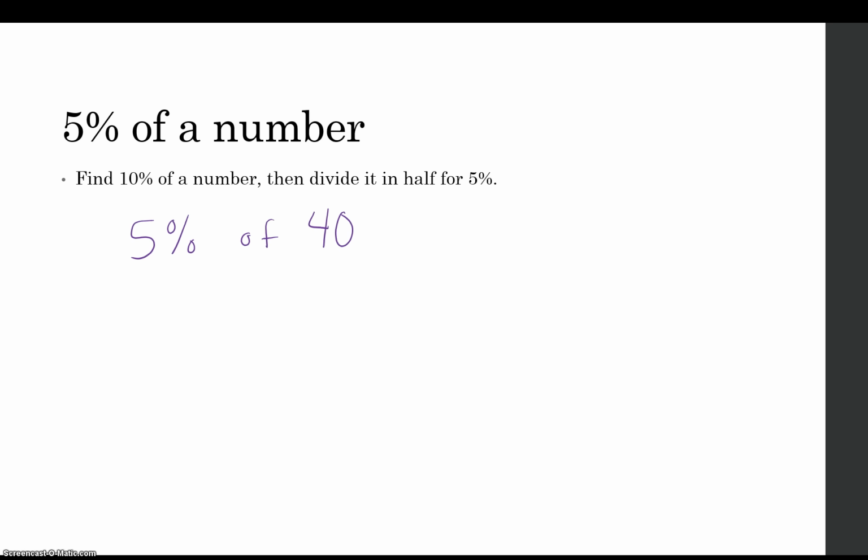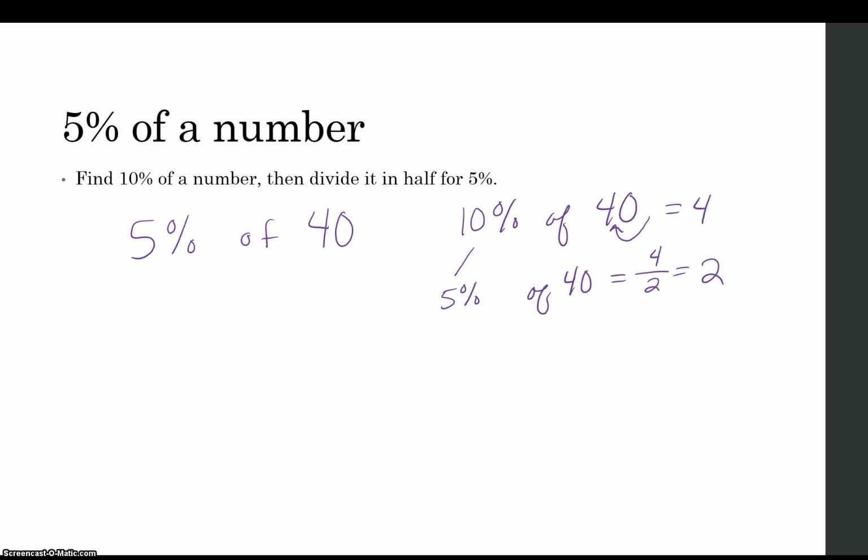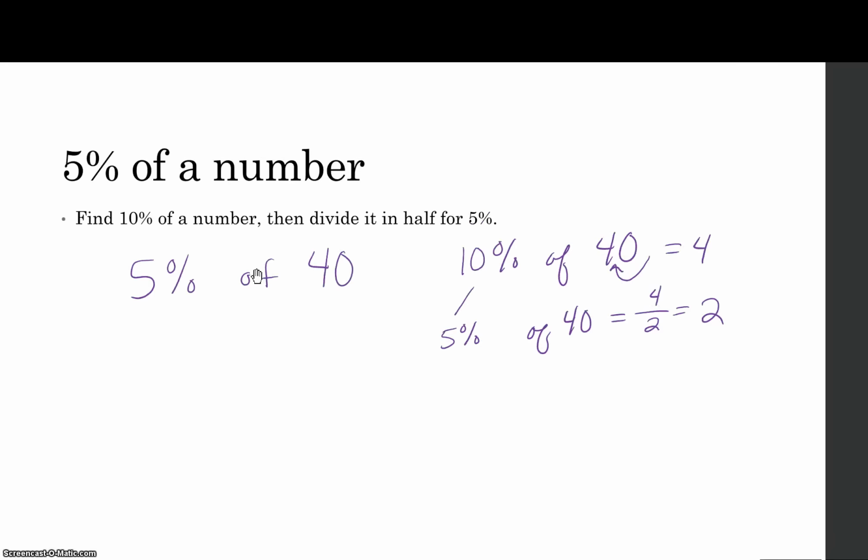Now 5% of a number can also come in handy if you're trying to figure out tips like 15%. 5% is just half of 10%. So 5% is the same as half of 10% of 40. You just move the decimal in one spot to the left, so that's equal to 4. So 5% is half of that. So 5% of 40 is half of 4, or you just divide it by 2. So 5% of 40 is the same as 2.